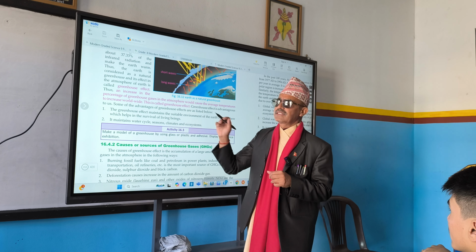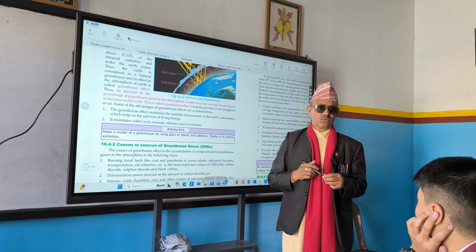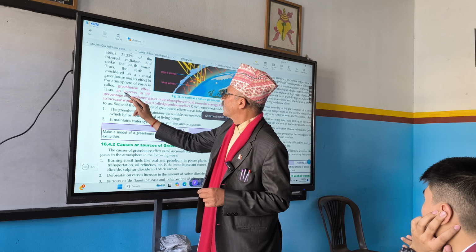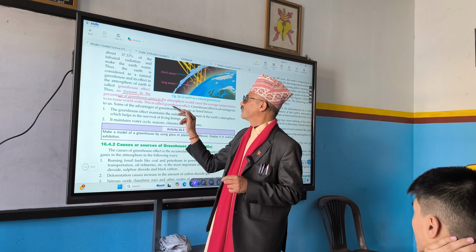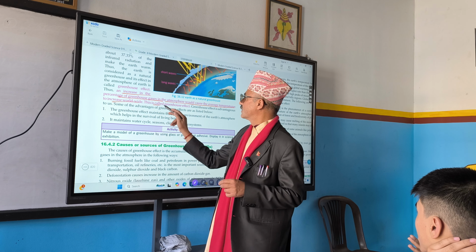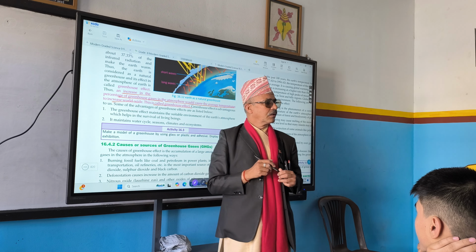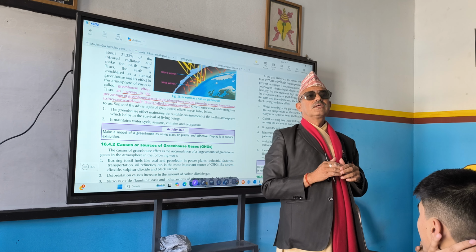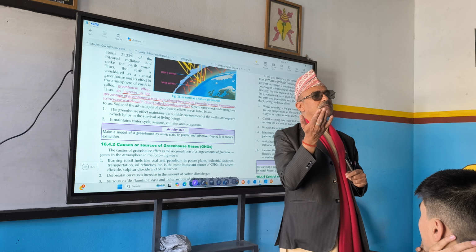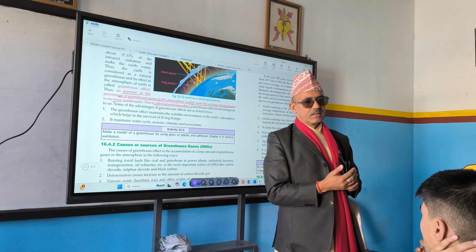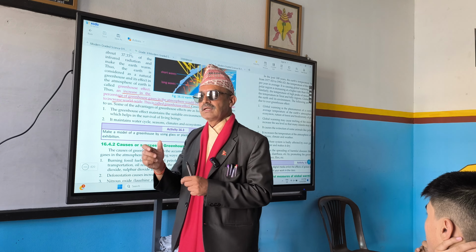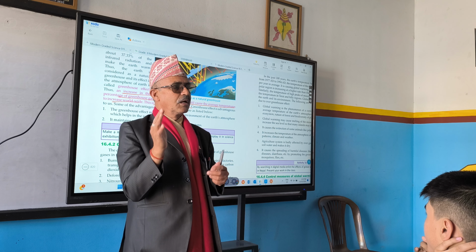Now the greenhouse effect is there. What is the greenhouse effect? One definition, just you can mark here. An increase in the percentage of greenhouse gases in the atmosphere would cause the average temperature to increase worldwide. This is called the greenhouse effect, we say. Or due to presence of some gases in the atmosphere, heat is trapped and temperature increases. This phenomenon is called the greenhouse effect. Greenhouse effect means the phenomenon due to which Earth's temperature increases by trapping heat.